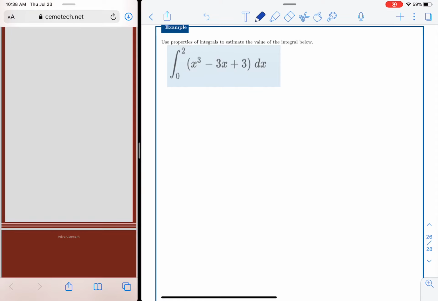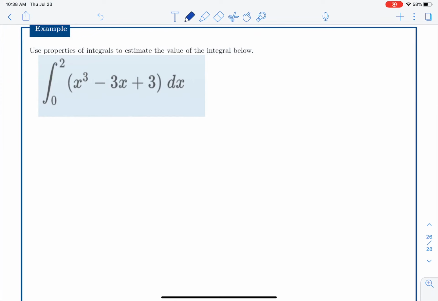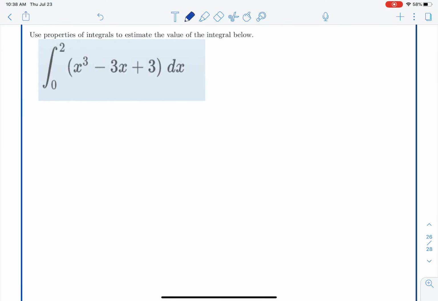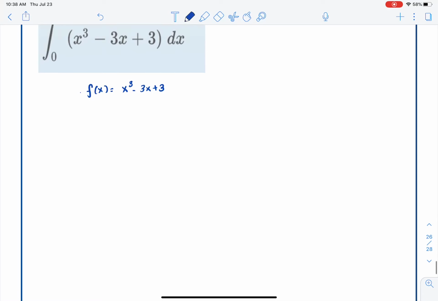Here we have another function, x cubed minus 3x plus 3. And the first thing to do is we want to see if there are any maximum or minimum values. So take the first derivative and set that equal to 0.